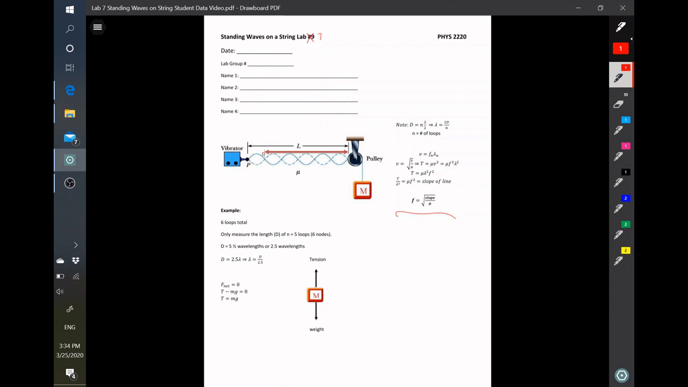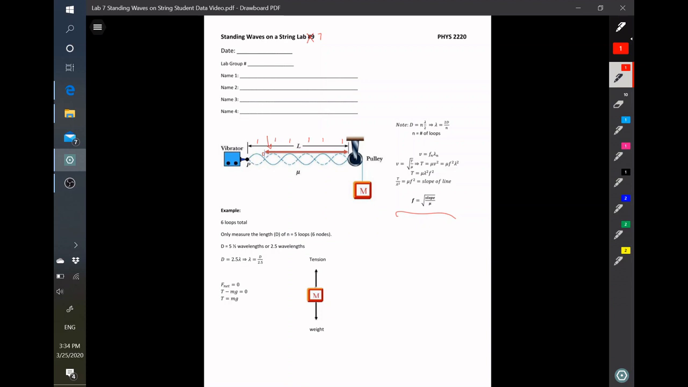And let's go over this example real quick. So in the example, there are 6 loops. If you look at the picture above, you have 1, 2, 3, 4, 5, 6 loops. Here you want to measure the length of n equal to 5 loops. So the red arrow that's shown represents the length of 5 loops.